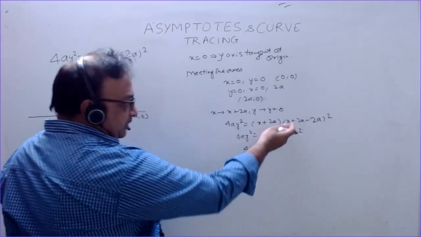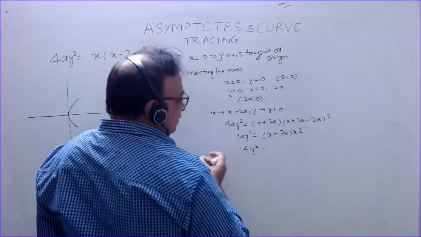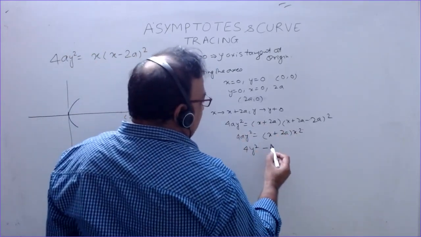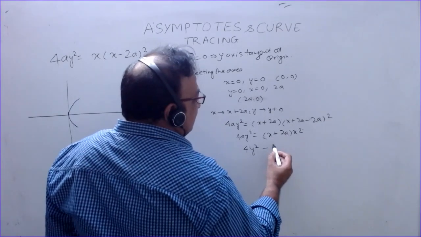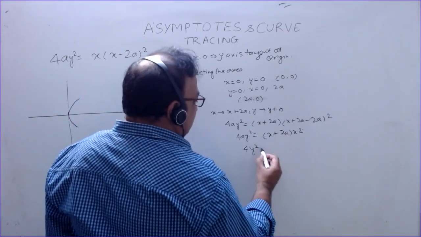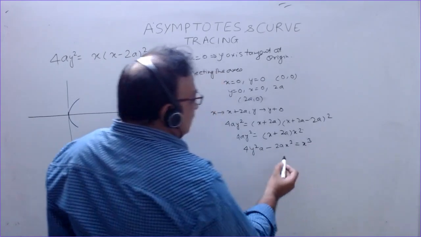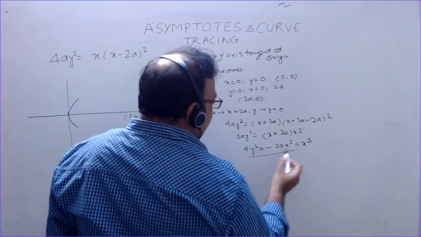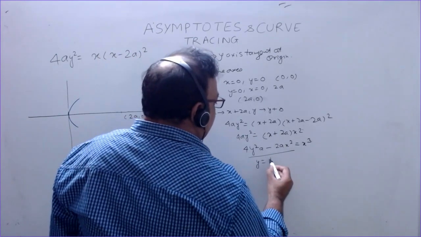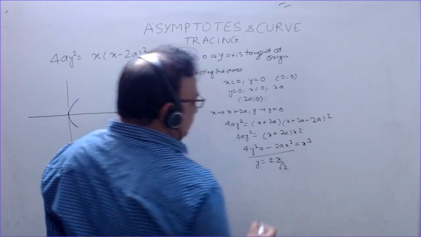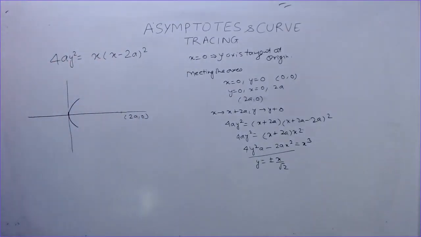If you bring this to this side of the equation, so 4y square minus 2a x square equal to x cube. So this is the lowest degree term of the equation. Equate this to 0, so you get y equal to plus minus x by root 2. So y equal to mx. So these are two perpendicular lines. The slope of the lines, one is 1 by root 2, other is minus 1 by root 2.